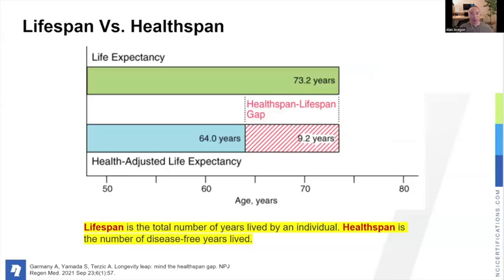So let's distinguish between lifespan versus health span. Lifespan is basically the length of time that you can live and survive. Health span is the amount of time you spend during your lifespan without disease or with a minimal degree of debilitating disease. So, in other words, lifespan is the total number of years lived by an individual, whereas health span is the number of disease-free years lived by an individual.